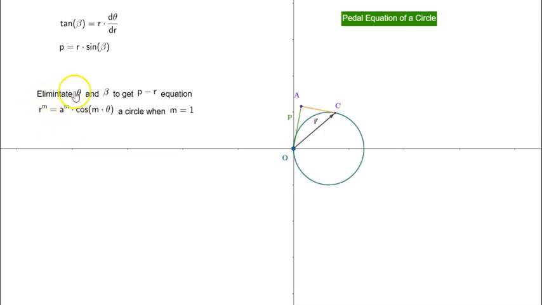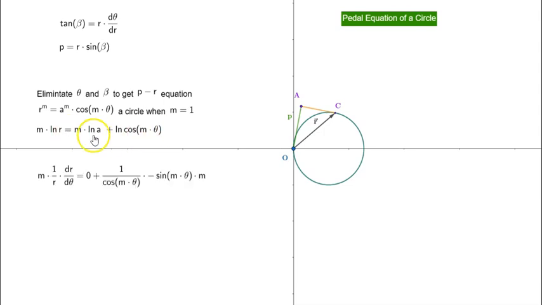So now what we are going to do is take a general form of the equation. r to the power of m equal to a to the power of m times cos m theta. Now this would be a circle when m is equal to 1. So that means r is equal to a cos theta is the equation of the circle. So now using logarithms, we are going to manipulate this equation. So m natural log of r is equal to m natural log of a plus natural log of cos m theta. So we are taking the natural log of all the terms.